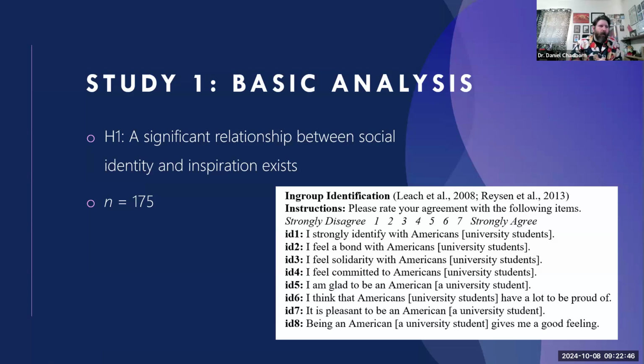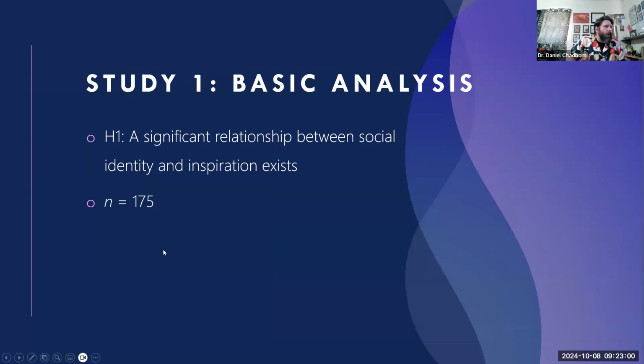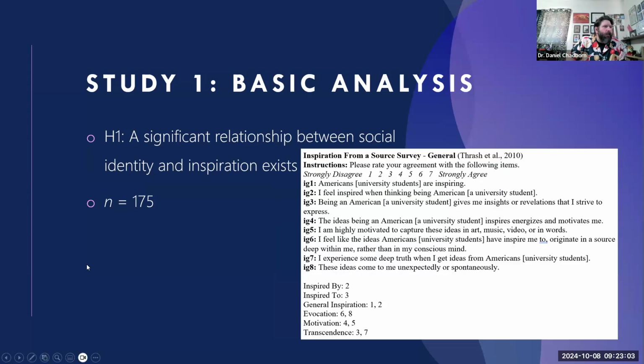So it was like a manipulation. We wanted to see if higher identities made a difference. American would be a higher level, more inclusive identity than just university student. We also included the Thrash et al. inspiration from a source scale, which studies inspiration with items like: I feel inspired when thinking about being an American, and being an American gives me insights that I strive to express. That's the inspired-to side. It also looks at general inspiration: the evoking part, the transcendence part, and the motivation part.